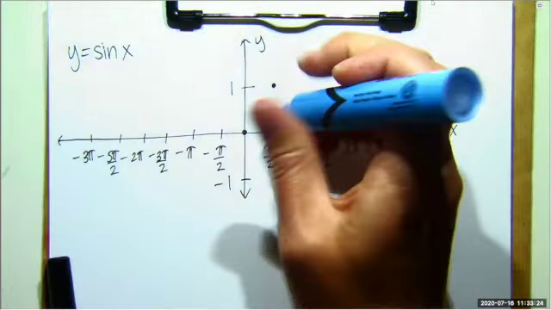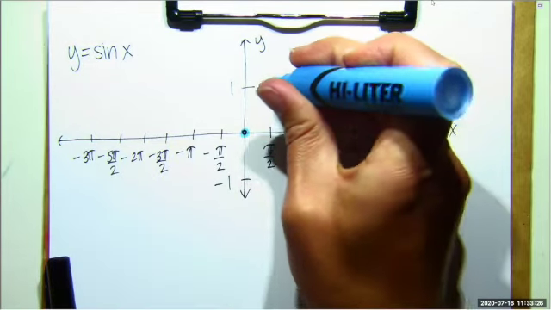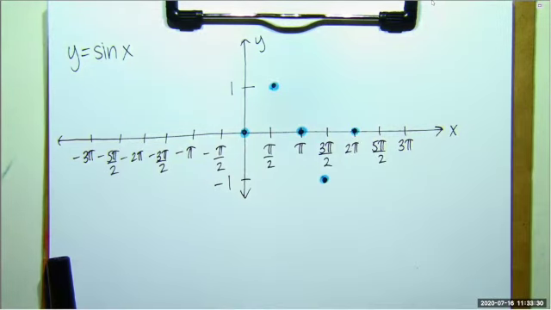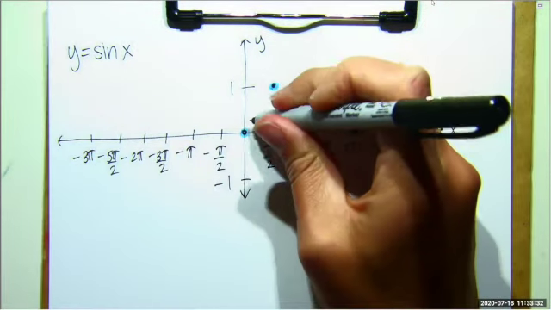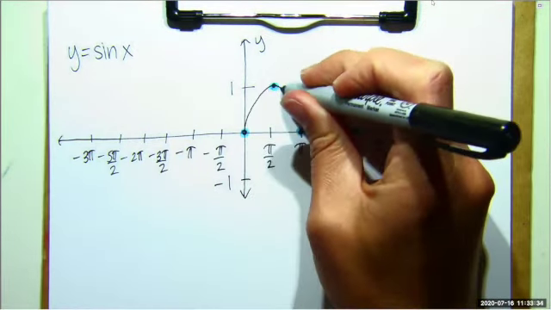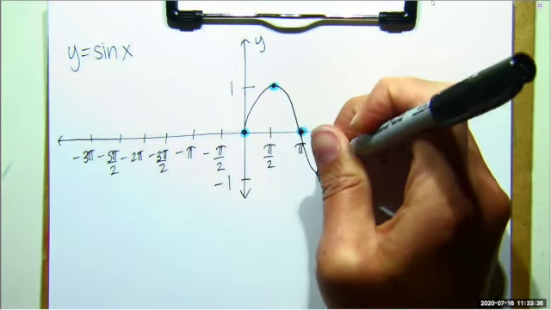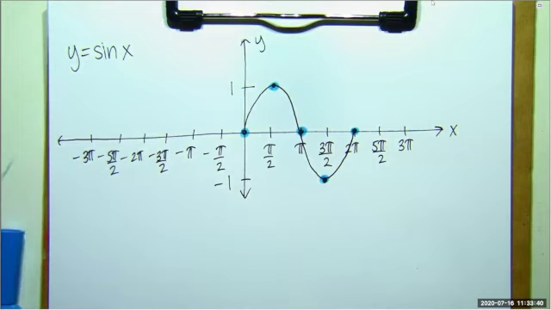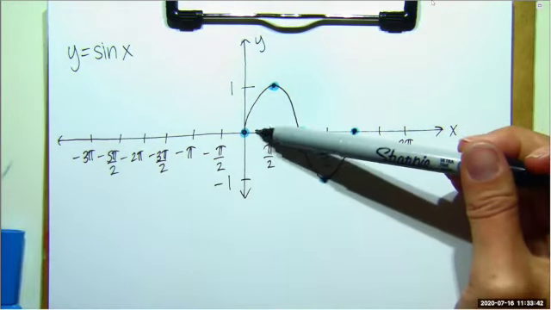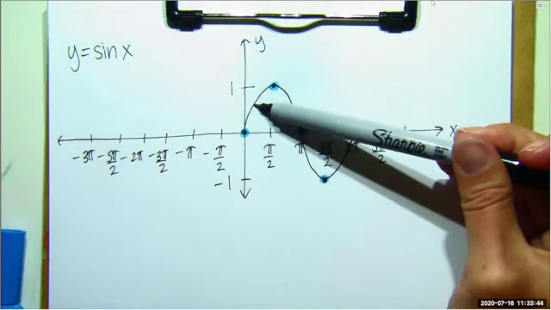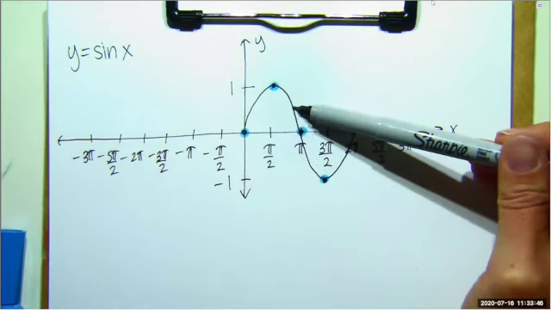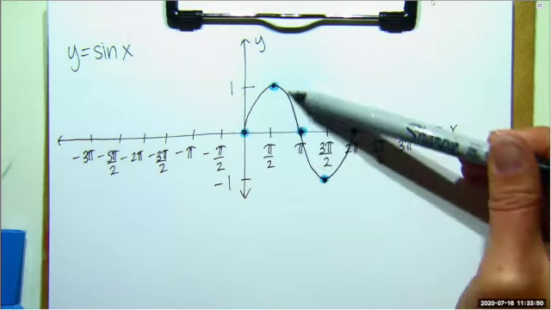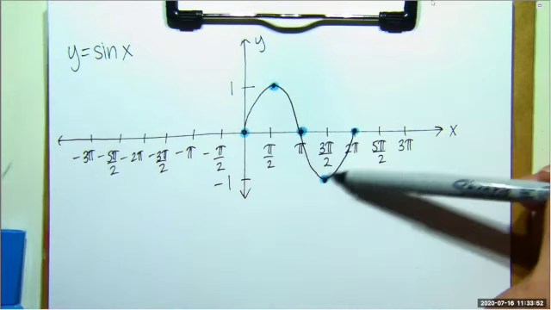Our pattern for sine goes 0, max, 0, min, 0. This is one cycle, or one period, of sine. Now I'm filling this in with a smooth curve. The other points we had in our chart were pi over 6, 1/2, 5 pi over 6, 1/2, 7 pi over 6, -1/2. Those were to convince you that this shape looked like this.